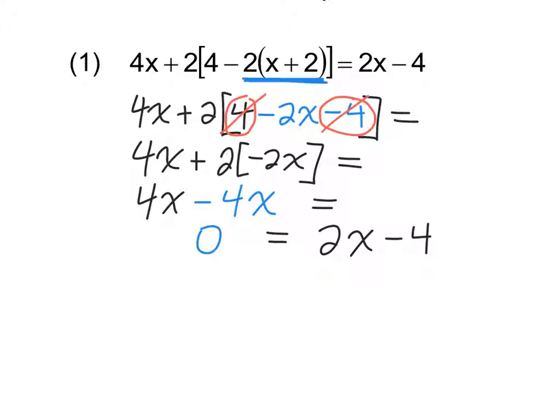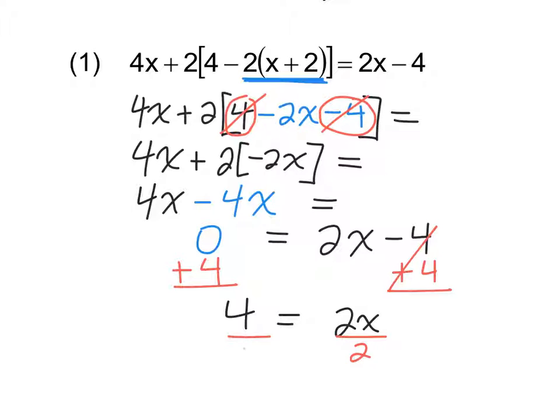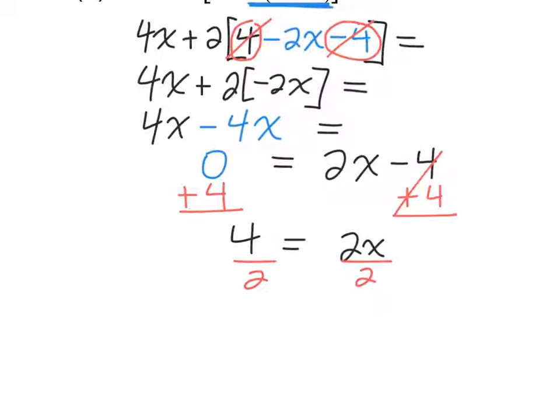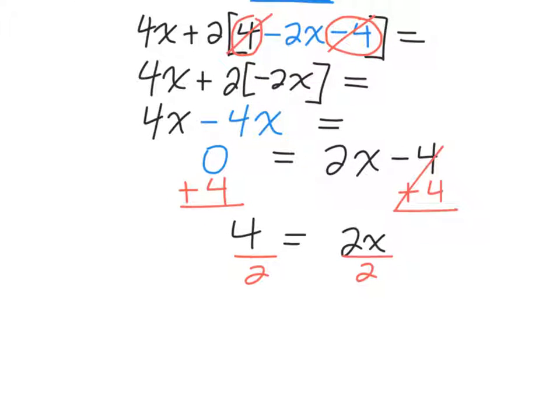All right, next step. What do we do? Add 4, and then what do I do? Divide by 2. Add 4, divide by 2. So we're looking at 2x equals 4, divide by 2. I'm looking at x equals, as a result, 2.